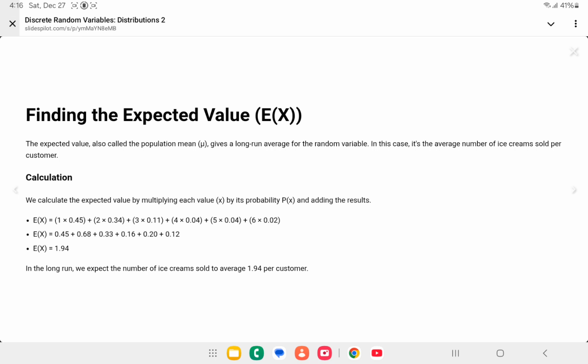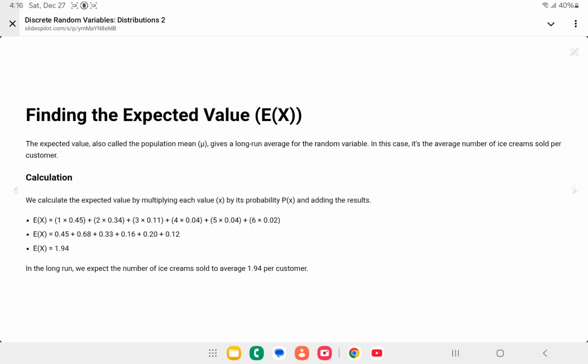So the expected value for X is 1 times 0.45 plus 2 times 0.34 plus 3 times 0.11 plus 4 times 0.04 plus 5 times 0.04 plus 6 times 0.02. This equals 1.94. In the long run, we would expect the number of ice creams sold to be around 1.94 times the number of customers.